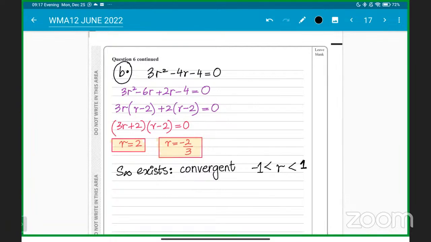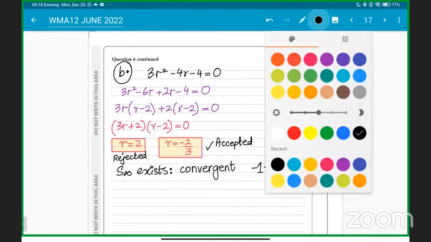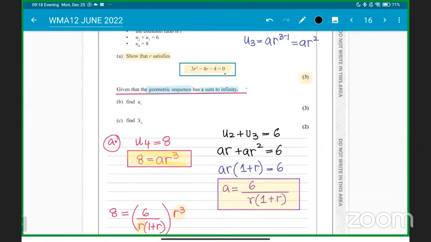So please make a note of it: when you have the sum to infinity, the common ratio lies between -1 and 1. In this case, r equals -2/3 will be accepted, and r equals 2 will be rejected. So r equals -2/3, and with the help of this r equals -2/3, we will find u1. Okay, getting it? So we are going to find part B.